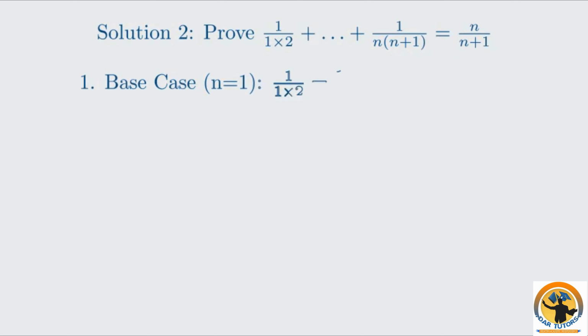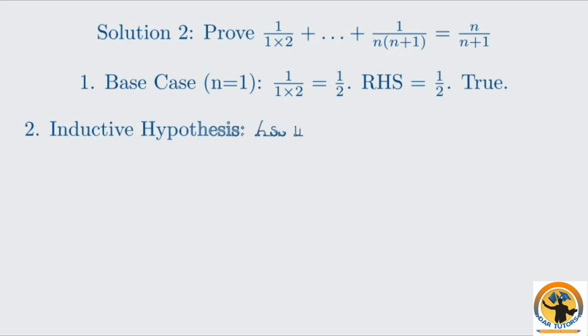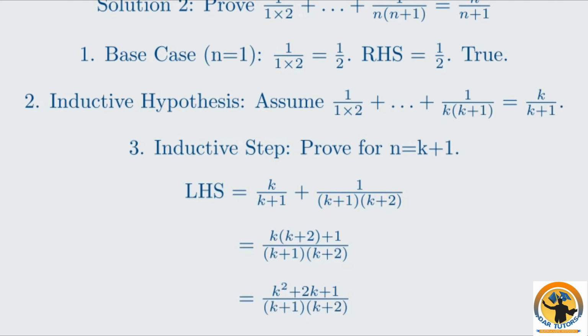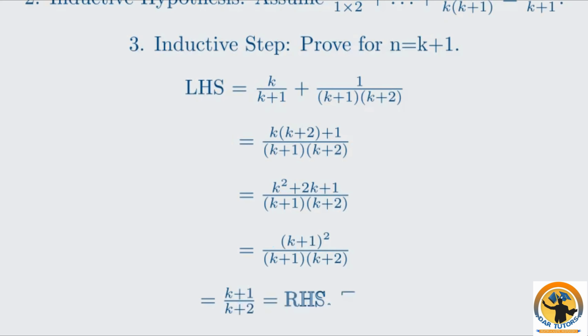Question 2 involves a series of fractions. The base case for n equals 1 is 1 over 2, which is true. The inductive hypothesis assumes the formula for k. In the inductive step, we add the (k+1)th term, 1 over (k+1)(k+2). We find a common denominator, which is (k+1)(k+2), and simplify the numerator to get k plus 1. This gives us (k+1) over (k+2), which is the formula for k plus 1.